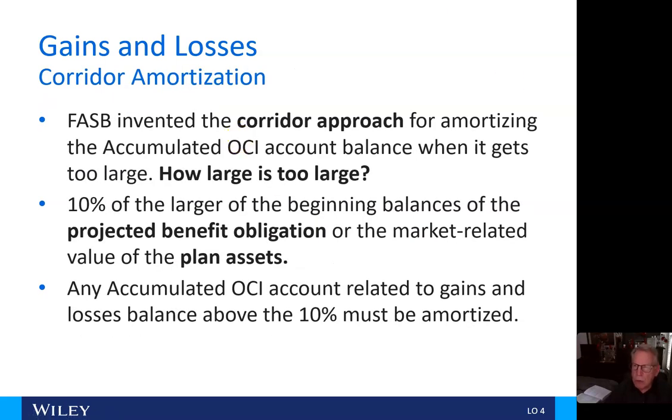Okay, this is called corridor amortization. The FASB invented the corridor approach for amortizing the accumulated other comprehensive income account balance when it gets too large. How large is too large? Well, 10% of the larger of the beginning balances of the projected benefit obligation, or the market-related value of the plan assets. And lastly, any accumulated other comprehensive income account related to gains and losses balances above the 10% must be amortized. That's above the 10%.